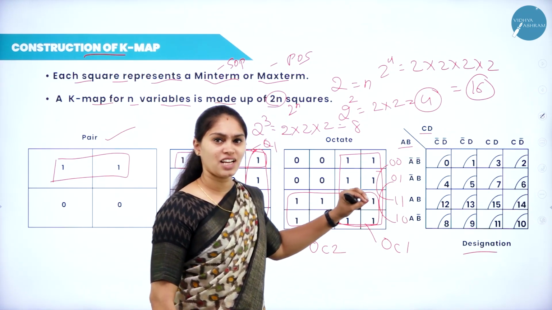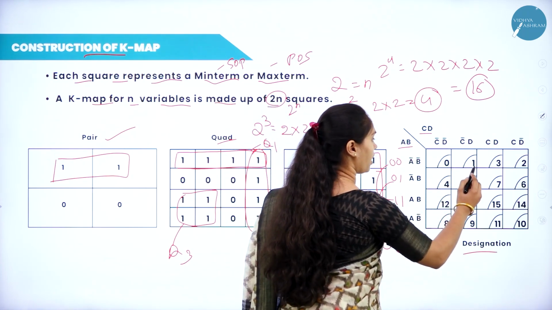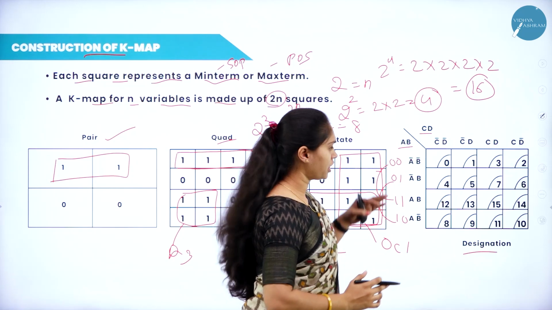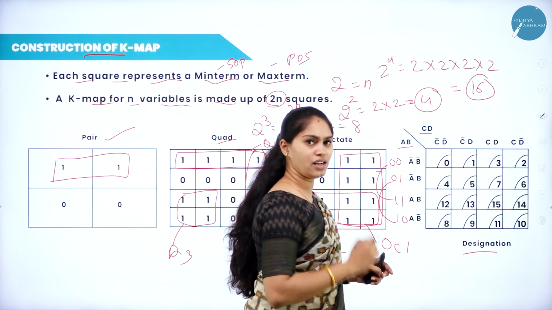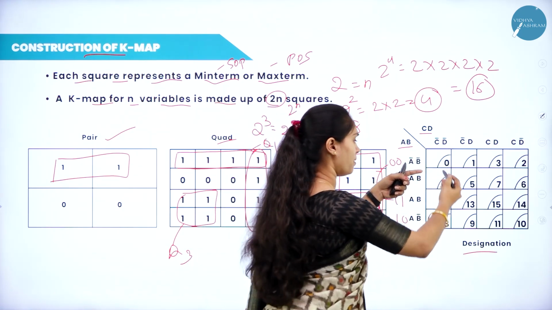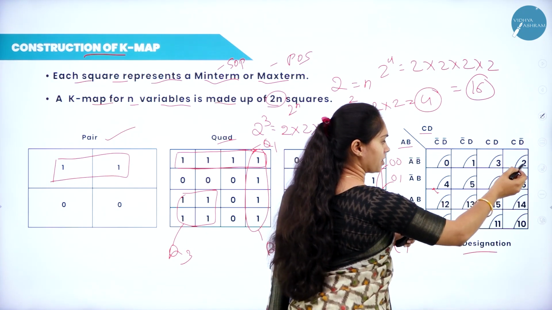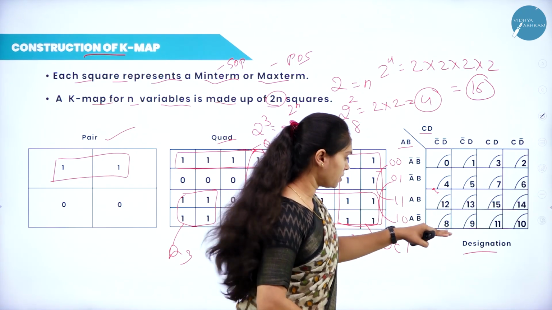The designation is going to start from 0, right? So 0, 1, then don't write 2 here. It is just a standard format. You have to follow it like this. 0, 1, 3, 2. Then you have to add 4 to the previous row. So 0 plus 4, 4. 1 plus 4, 5. 3 plus 4, 7. 2 plus 4, 6. And you have to leave the third row and come to the last one.